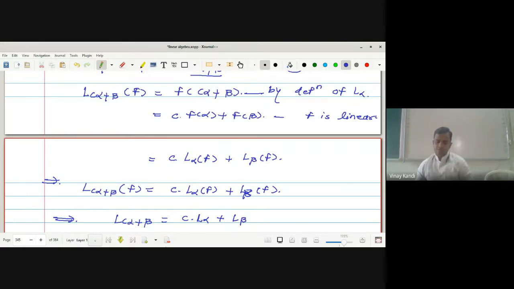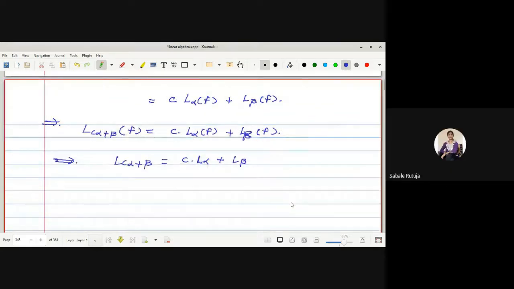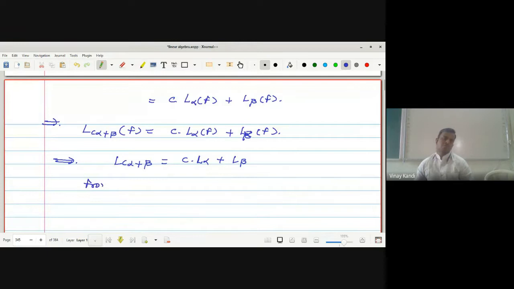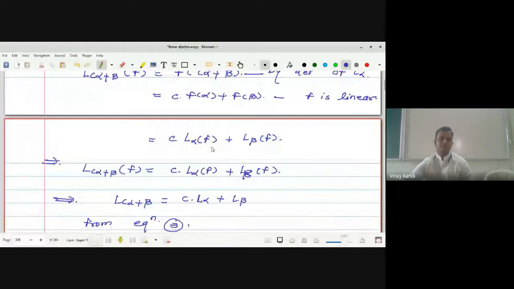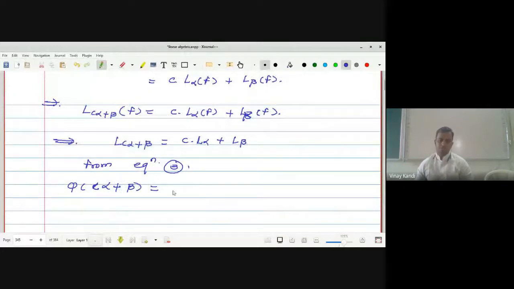Okay, is it correct? Yes, sir. Now putting the above value in equation 3. So from equation third, we have psi of c alpha plus beta is equal to, look at here from equation third, L of c alpha plus beta ची value काय आली? c into L alpha plus L beta. Okay, what is L alpha? c into psi of alpha. Is it correct? Plus psi of beta by definition of psi.